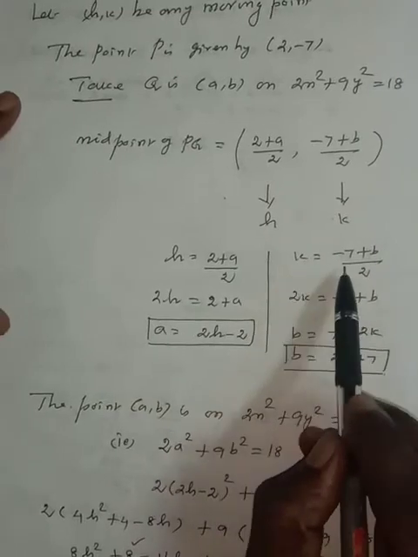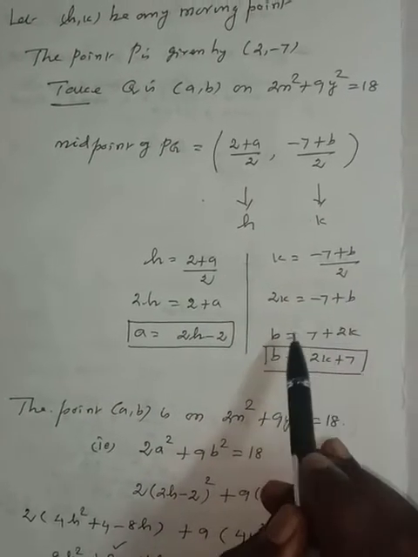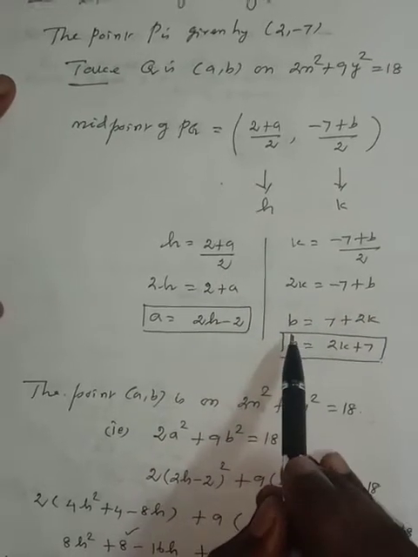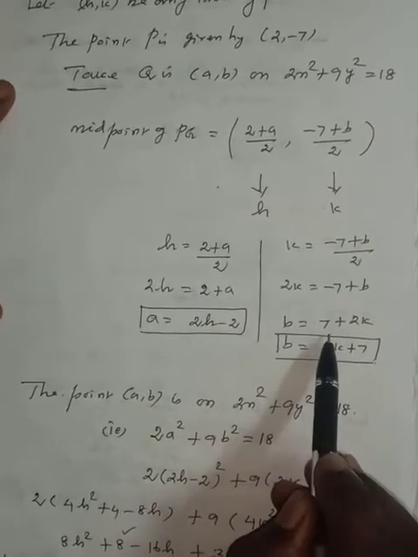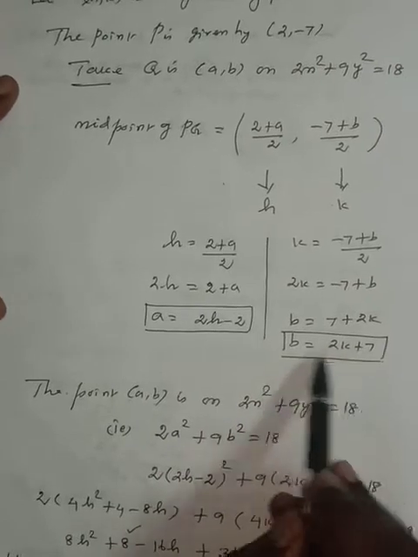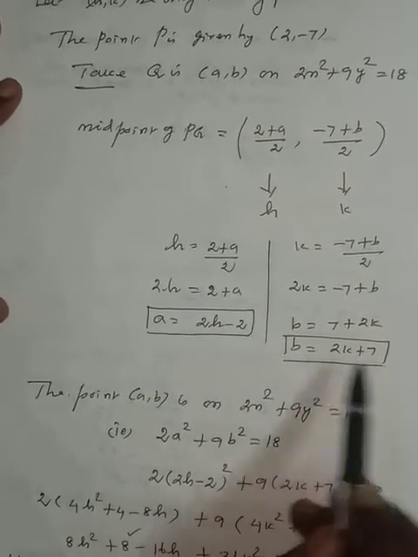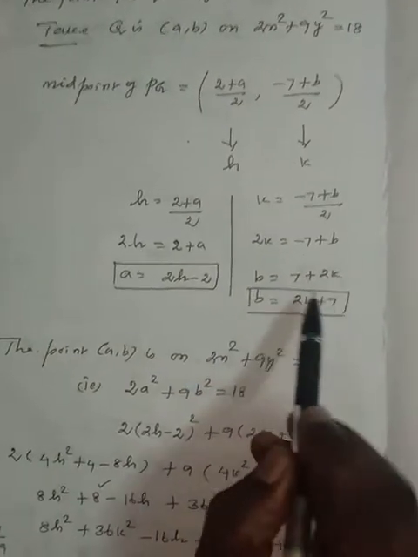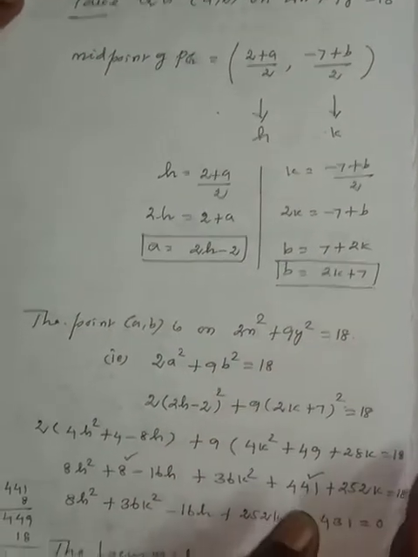Then k is equal to minus 7 plus b divided by 2. Cross multiplying, 2k is equal to minus 7 plus b. Now b is equal to 7 plus 2k. So b is equal to 2k plus 7. Plus is an operation, therefore a plus b is equal to b plus a. Therefore 2k plus 7 is b.